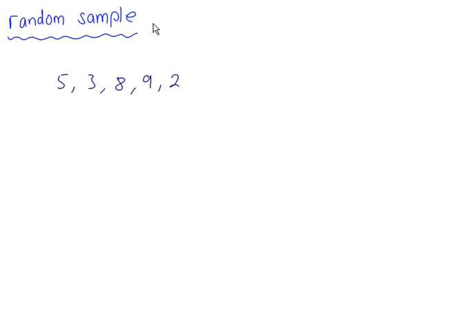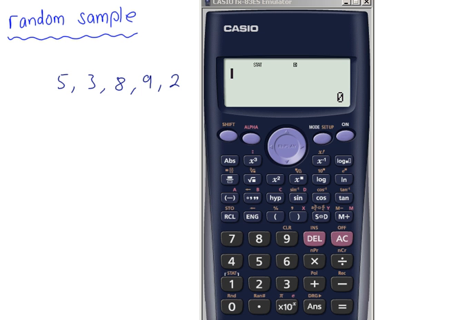Let's assume now that the data in the calculator is a random sample, and it's not the population, it's not all of the data, it's just a part of the data, a sample. So to work out the sample mean, option 2, same as before.